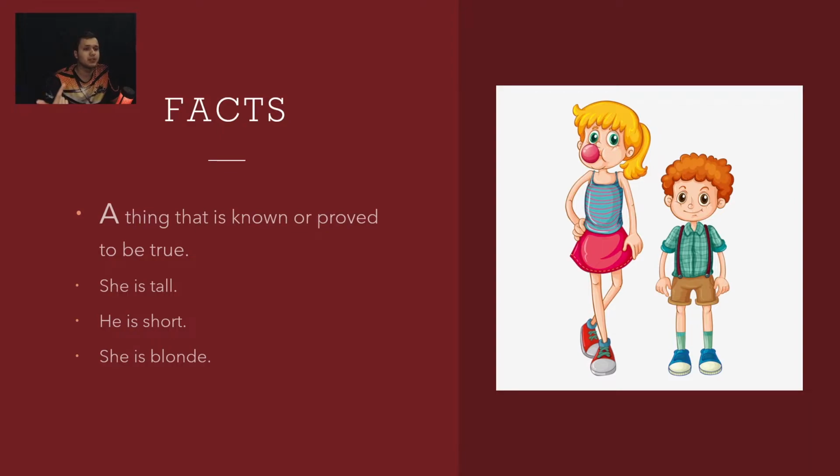We can see another fact that he is short. He is shorter than the girl. Another fact is that she is blonde. And we can say many others, like he is wearing a blue shirt, he's wearing shorts, she's wearing a skirt. We can use a lot of examples with it.